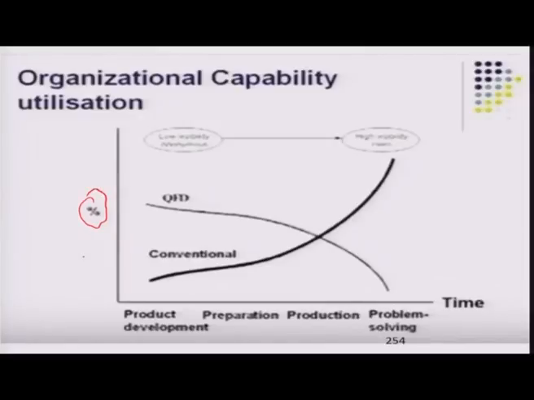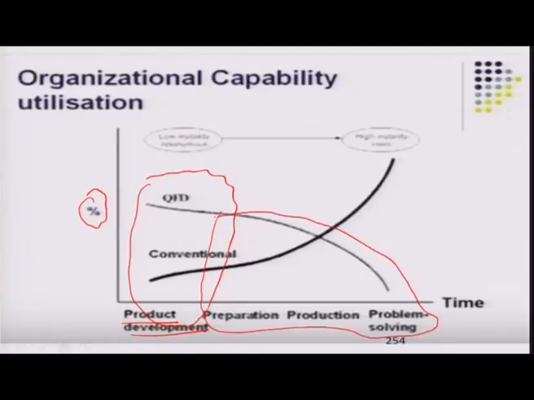The y-axis here shows the capability percentage utilization, and you see that in QFD processes, or organizations driven through QFD processes, there is a lot of emphasis, a lot of utilization of all your resources and capabilities towards the beginning at the product development stage, so that the subsequent amount of utilization reduces with time. Okay, in all the other ends, for example, preparation for processes or production to start or problem solving to happen.